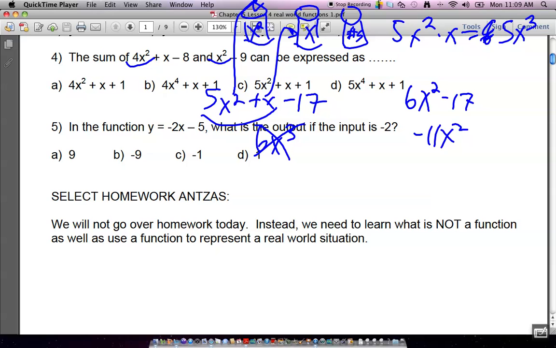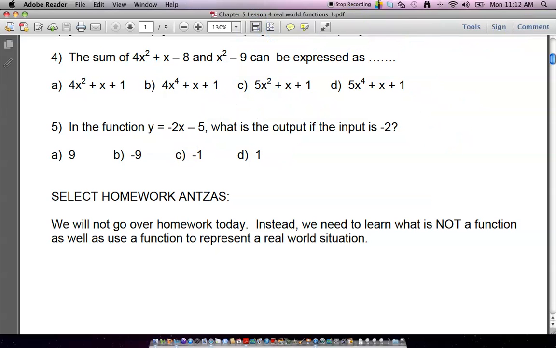What's the output if the input's -2? The output becomes -1. Choice C. -2 times -2 is 4. 4 minus 5 is -1. Any questions? Okay, so let's talk a little bit more about what is a function and what is not a function and so on and so forth.